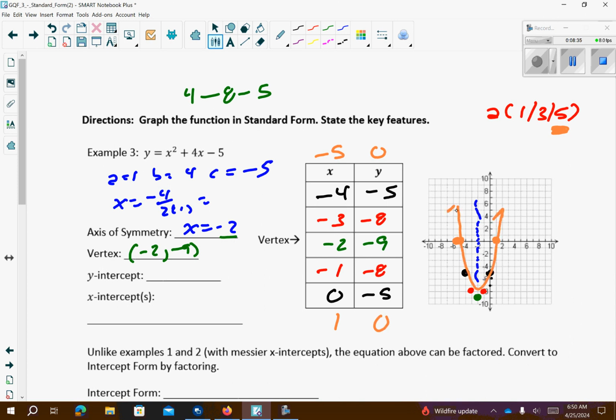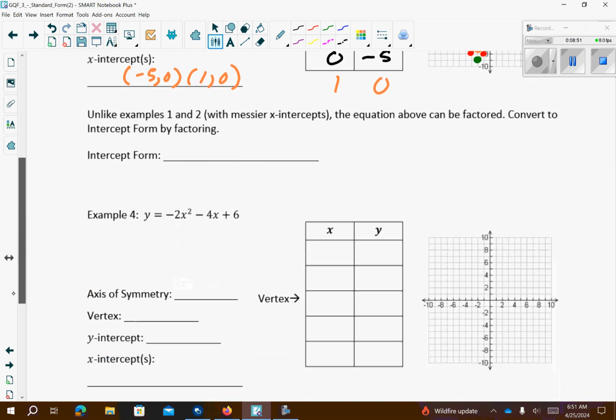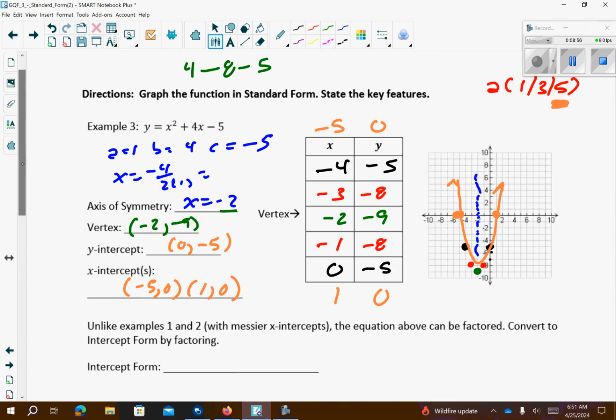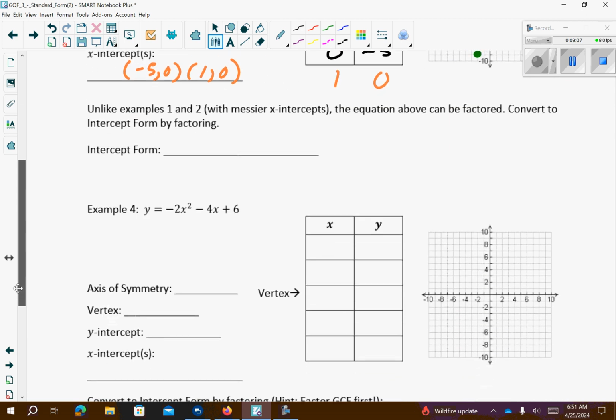So notice my y-intercept is 0, -5, but then my x-intercepts, notice the dots are right on the line. So I'm at -5, 0, and at 1, 0. Okay, so this particular equation could have been factored. I'm not going to worry about factoring it right now, but it could have been factored because it crosses the x-axis. We see it as dots on the x-axis.